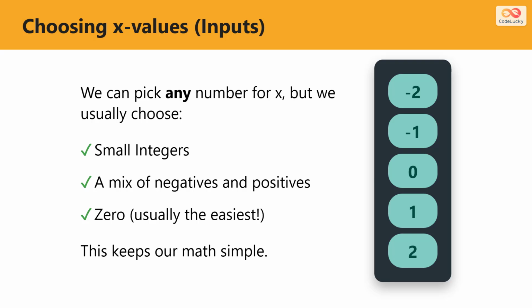Since x is independent, we need to pick numbers for it. While you can technically pick any number, it is smart to choose small integers. We usually pick -2, -1, 0, 1, and 2. This keeps our multiplication simple and helps us see the pattern clearly.